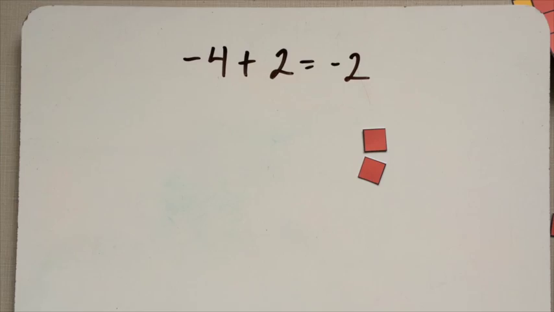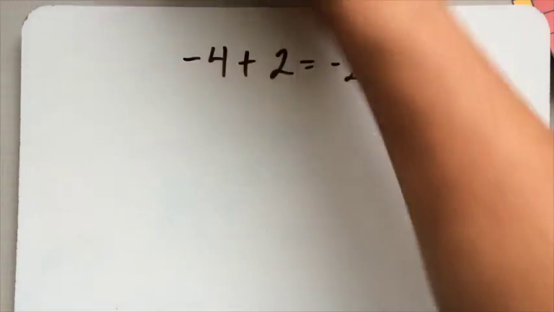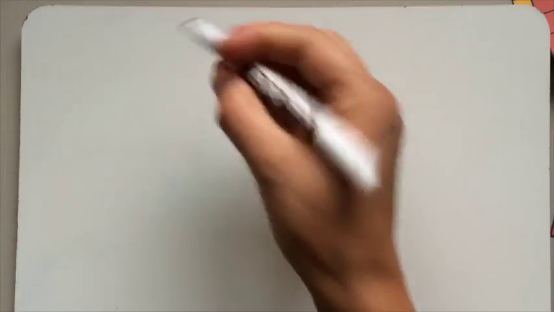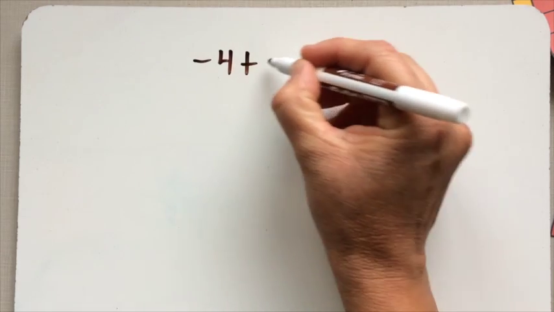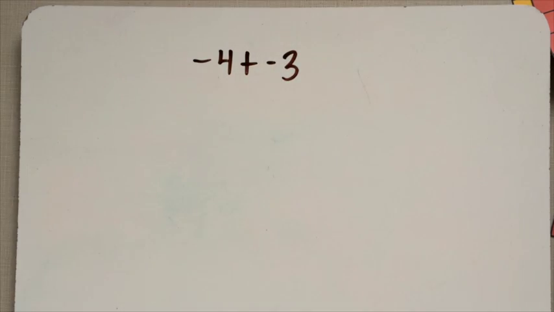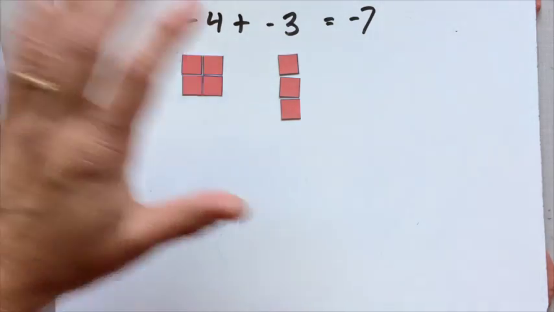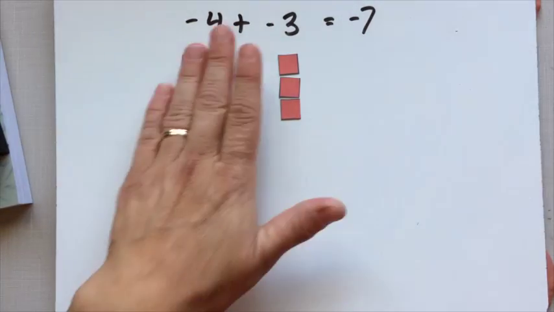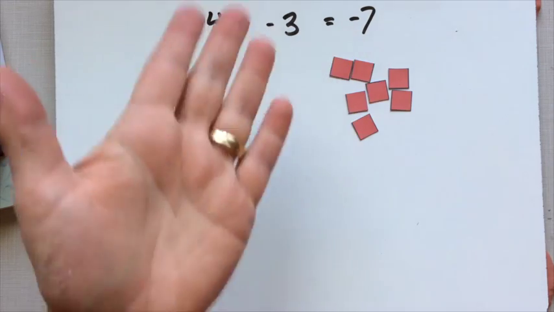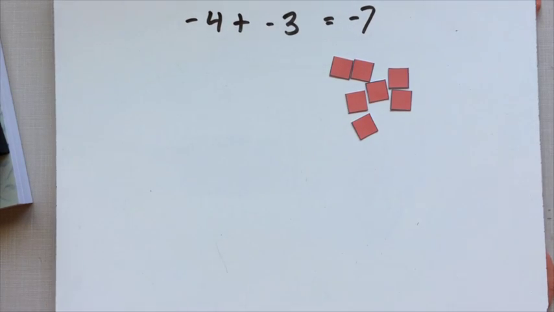How'd you do? Ready to do another one? All right, so our next one is going to be negative 4 plus negative 3. Go ahead and pause the video, give it a try. All right, how did you do? Negative 4, 4 negative ones, negative 3, 3 negative ones, all together 7 negative ones. Since it's all negative, your answer is negative 7.